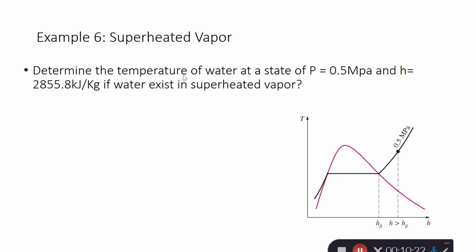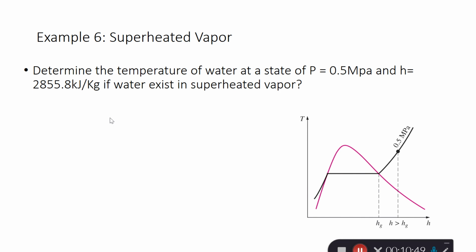Okay, another example. Determine the temperature of water at the state of P equals 0.5 MPa and H is 2855.8 kilojoules per kg if water exists in superheated vapor. So in this question, you are told that it's superheated, and you have the pressure, but instead of having the temperature, you have another piece of information, which is enthalpy.